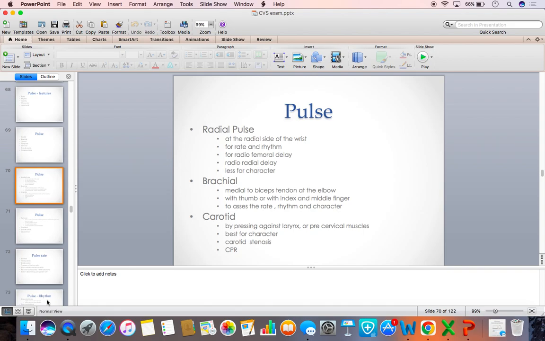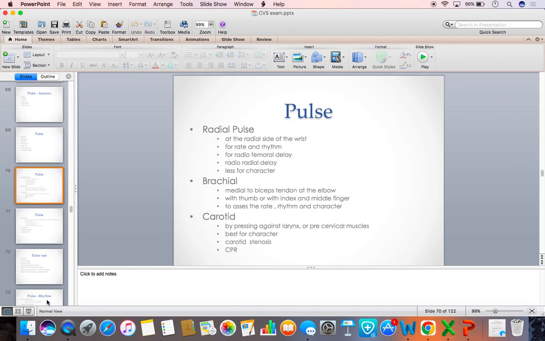Then radial pulse is less commonly used for describing the character of the pulse. Then brachial. Brachial is felt medial to the biceps tendon at the elbow, with the thumb, or with the index finger and the middle finger. This is used to assess the rate, rhythm, and character.